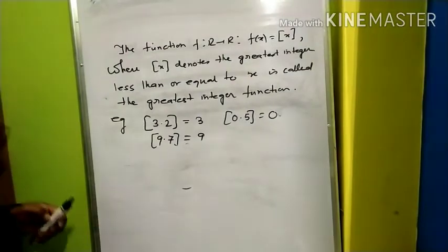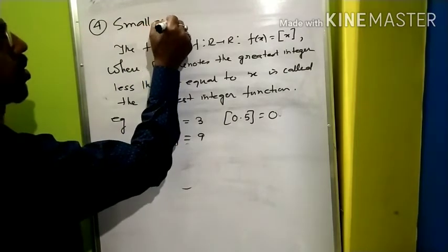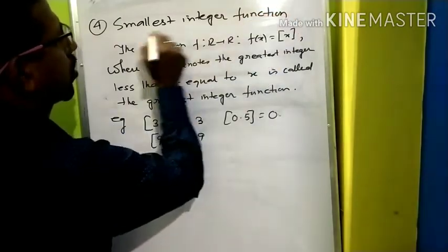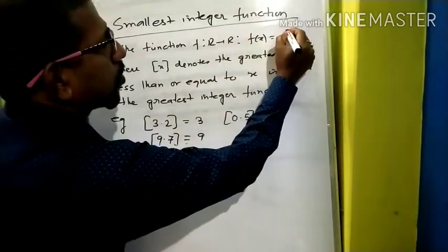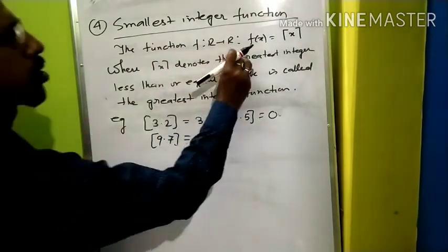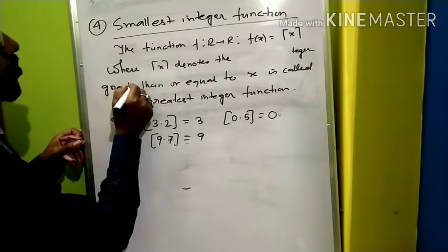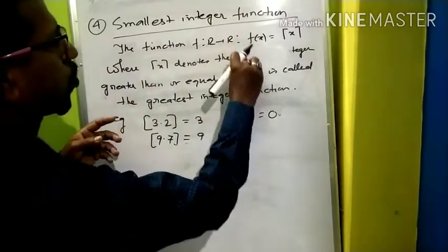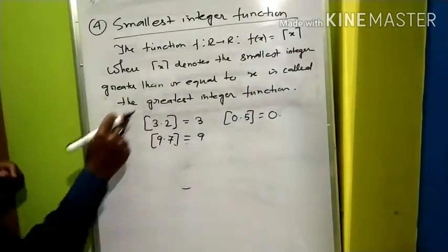Number 4, we are going to discuss the smallest integer function. Almost the same. The function f from R to R, but this notation will be changed, where this denotes the smallest integer greater than or equal to x.